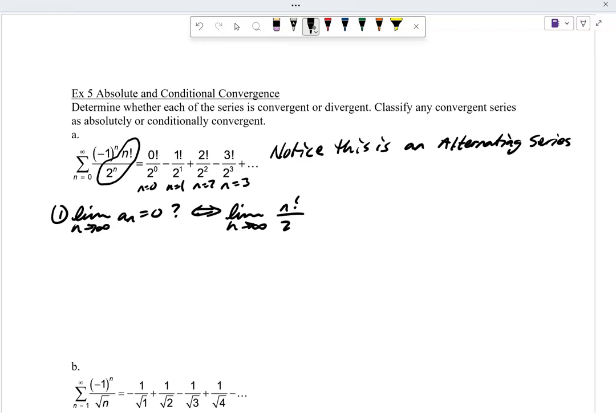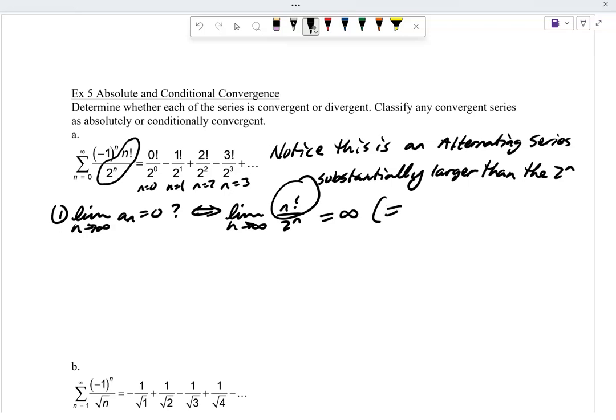N factorial over 2 to the n. It might best be looked at with a table of values, but as n gets substantially big, as n goes to infinity, your n factorial is substantially larger than the 2 to the n part. That n factorial is way bigger than that 2 to the n. And so this goes to infinity, which is not 0.